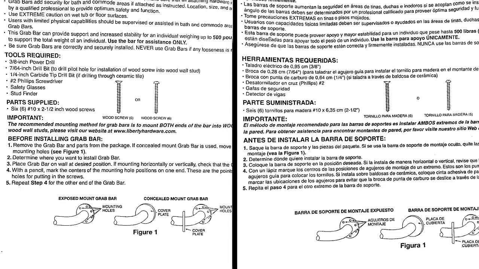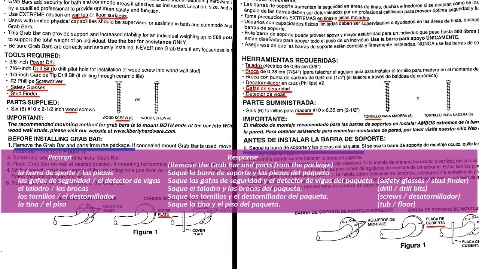So halfway down the page, we have remove the grab bar and parts from the package, which is, in Spanish, saque la barra de soporta y las piezas del paquete. So what I'm going to do is create a substitution pattern, replacing the grab bar and parts and filling it in with power drill, drill bit, safety glasses, stud finder, and other things that I find on the page.